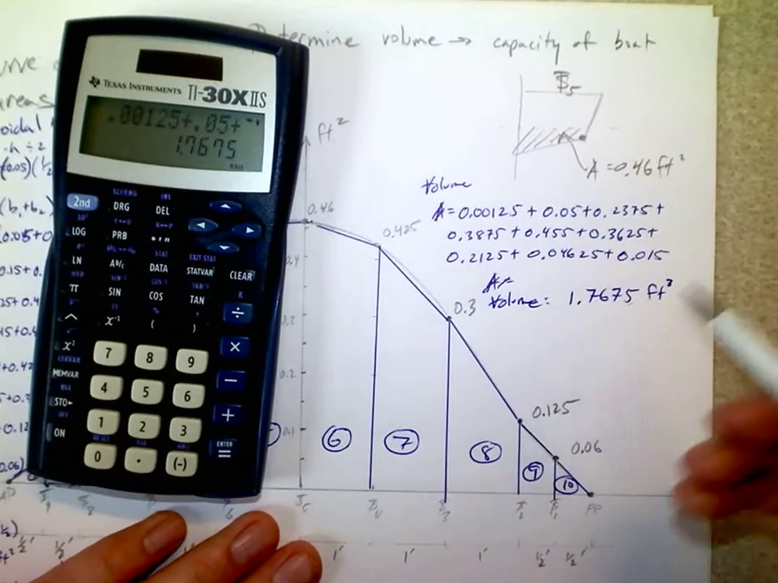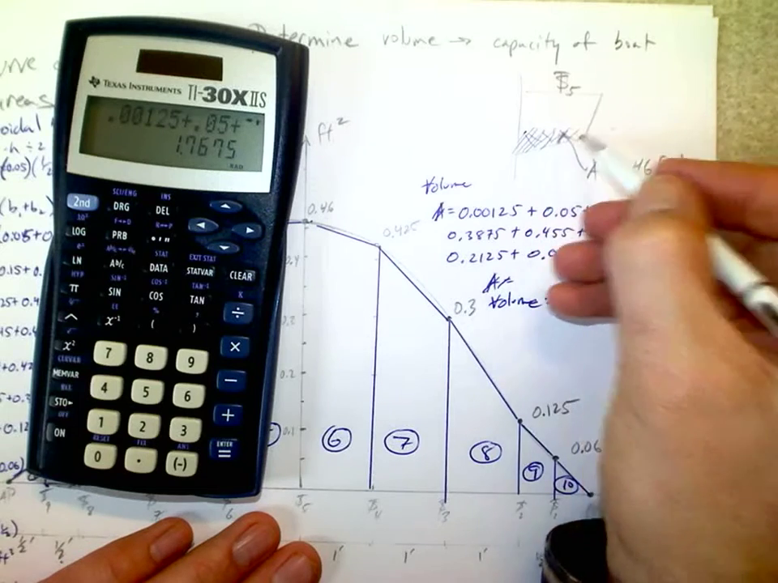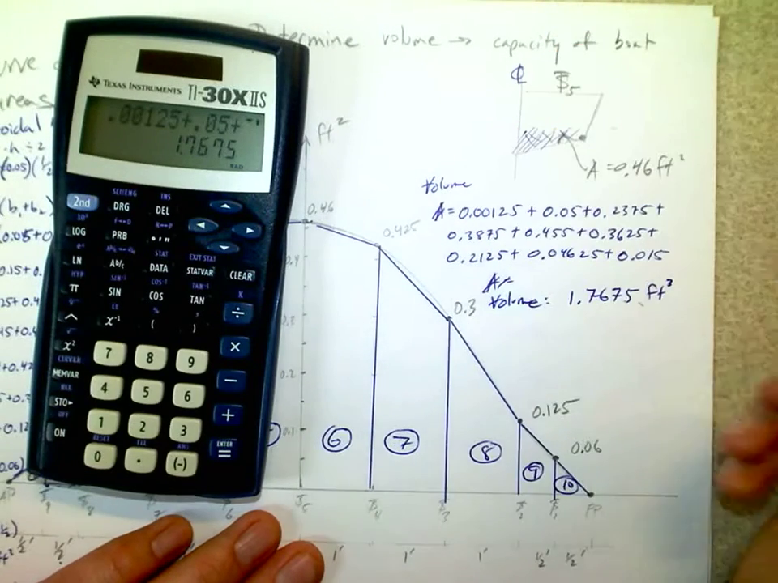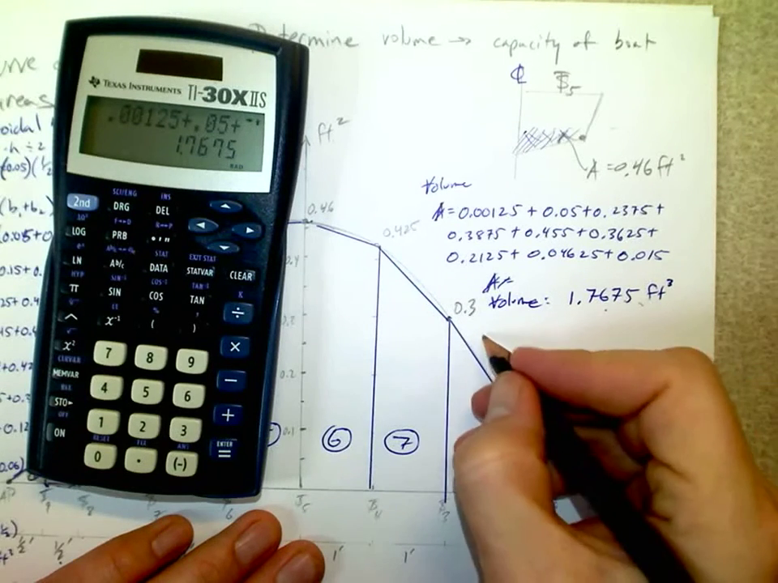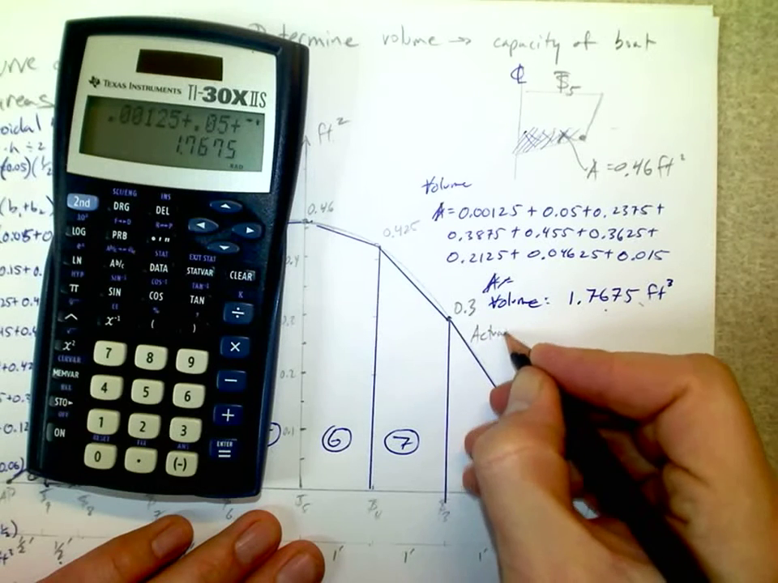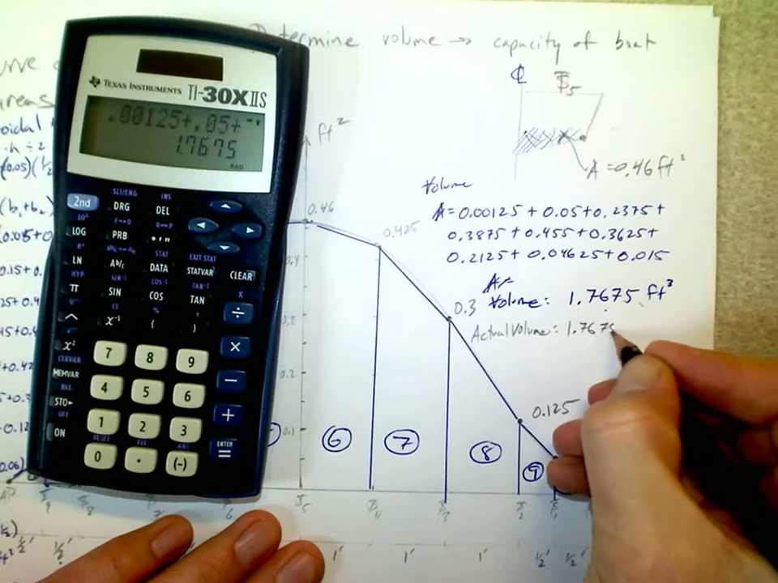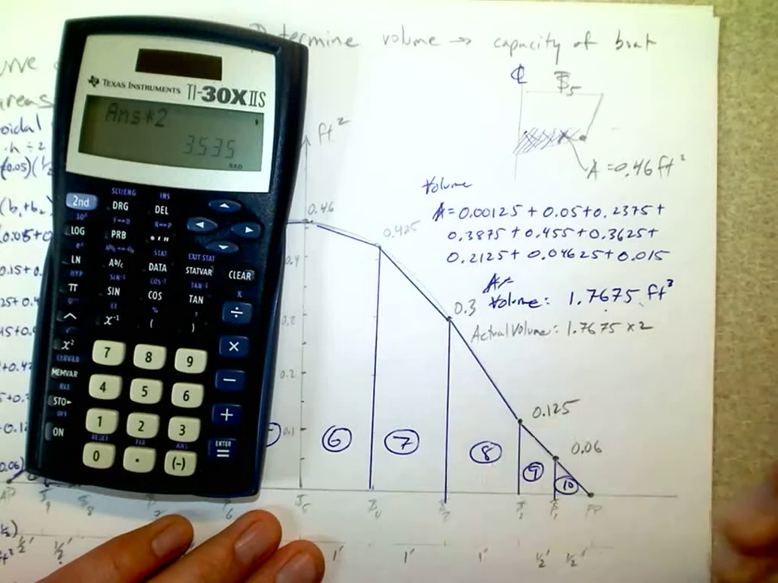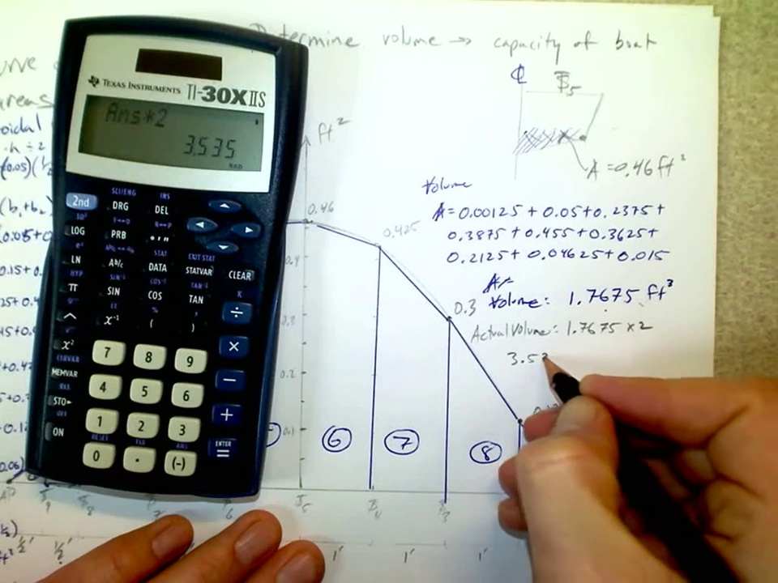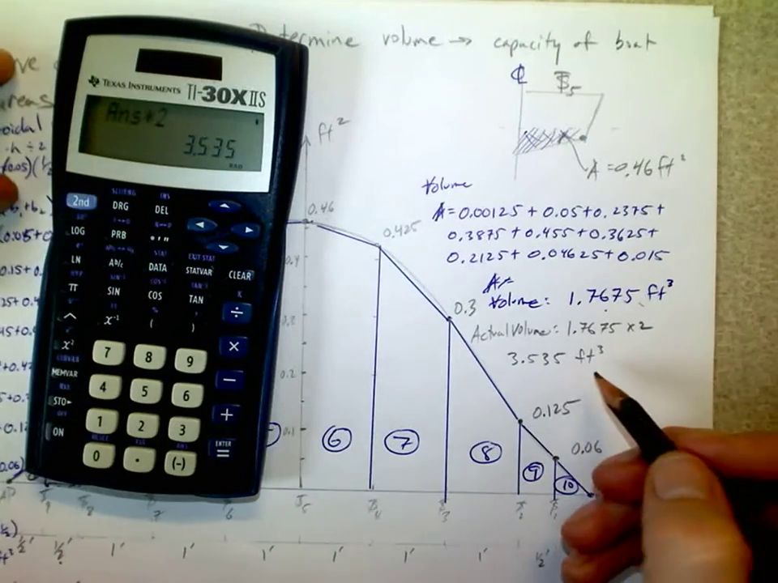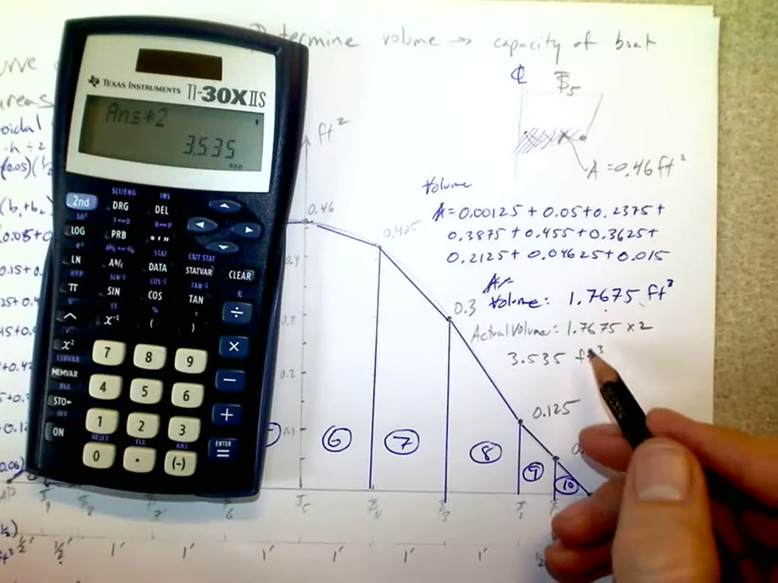Now, this is all based on the area below the water line for each station, but I've got half stations, or just one half of the center line of the boat. So really this number needs to get doubled. So the actual volume is 1.7675 times 2. That's 3.535 feet cubed.